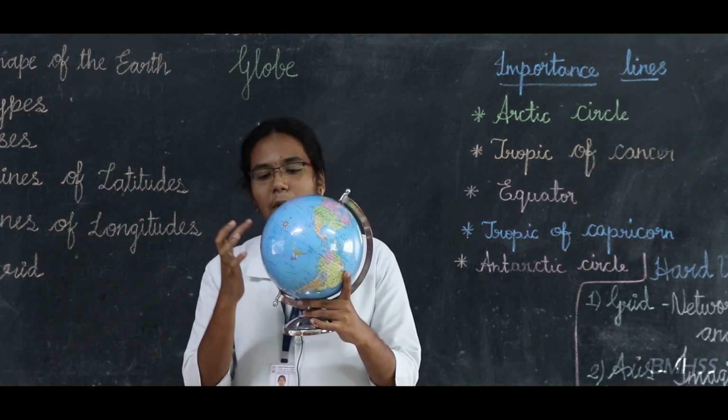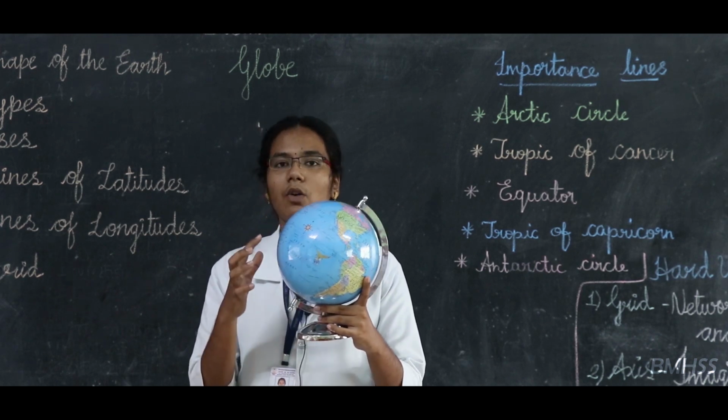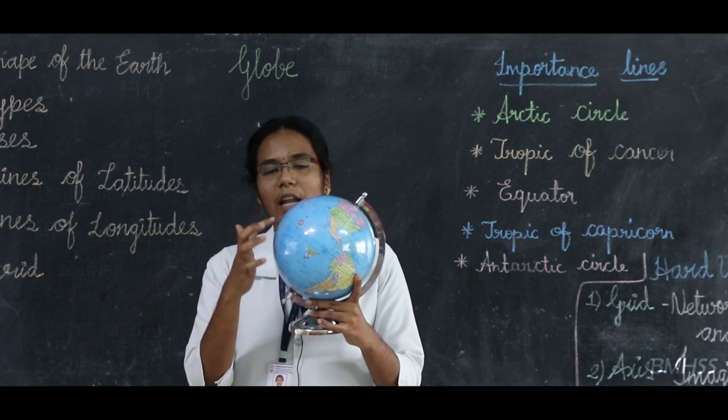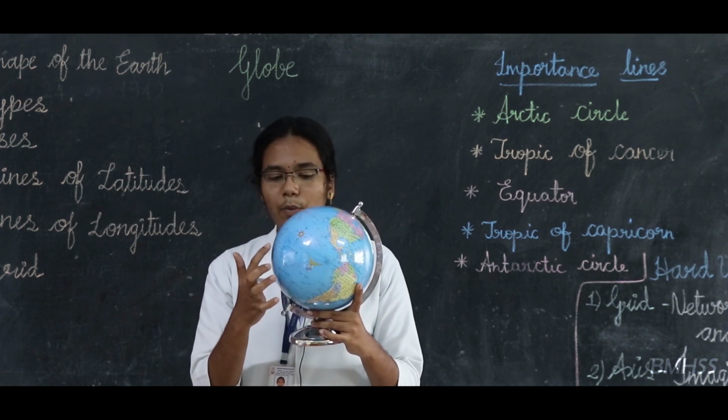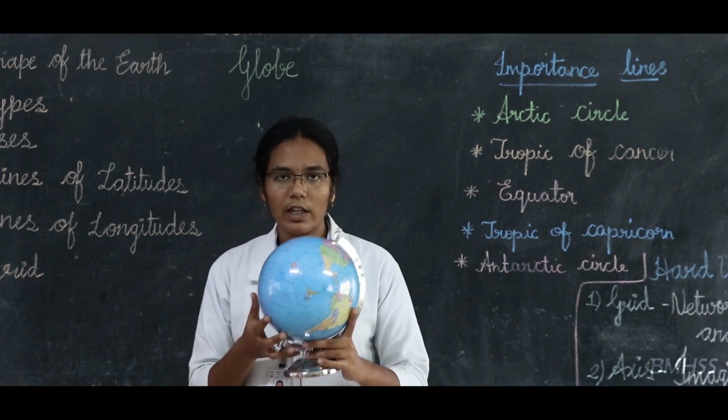A line which is passing through the center of the globe is called the equator. Our globe is divided into two equal parts by the line passing through it, called the equator. The top part is called the northern hemisphere and the bottom part is called the southern hemisphere.